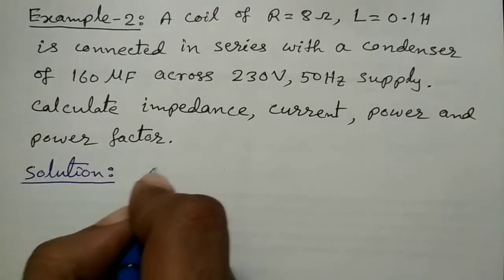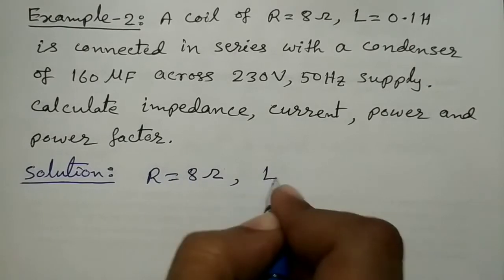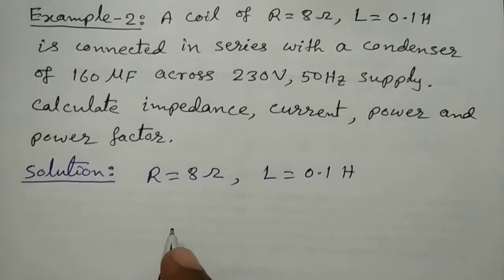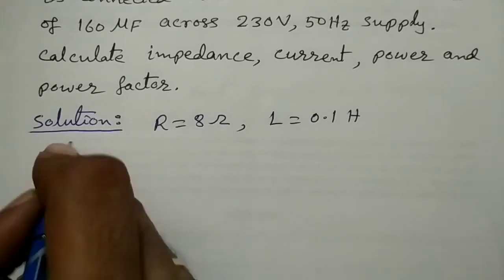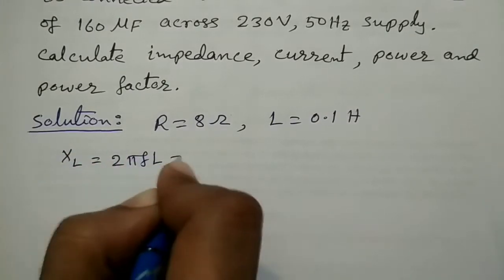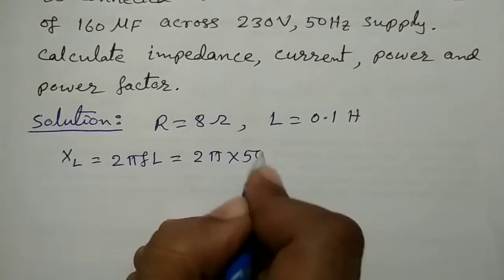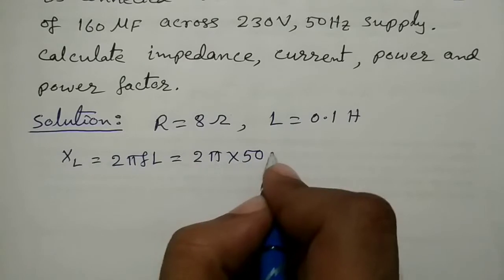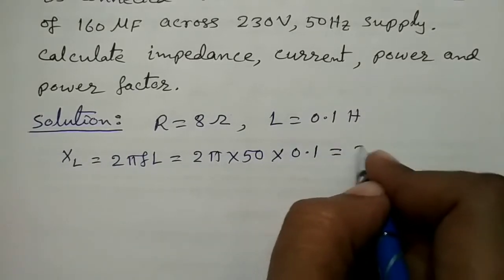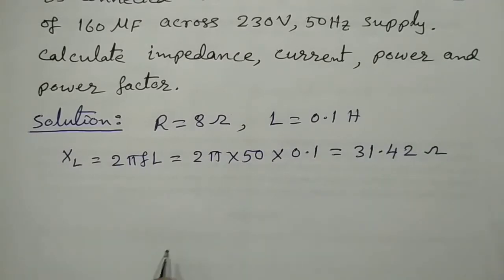As the resistance is given here as 8 ohms and the inductance is 0.1 Henry, first of all we will calculate the inductive reactance, that is XL, 2 pi FL. So it will be 2 pi into F, that is the 50 Hz frequency given, and L is 0.1. So the value will be 31.42 ohms.